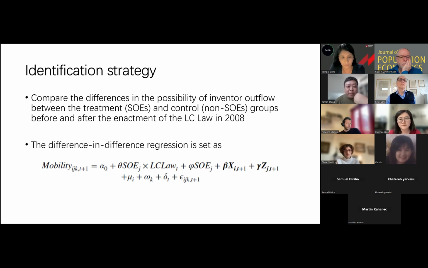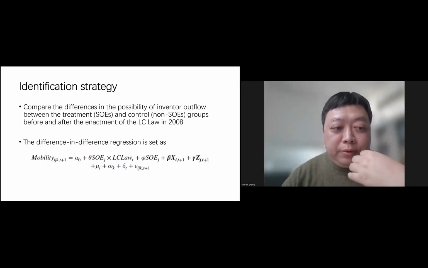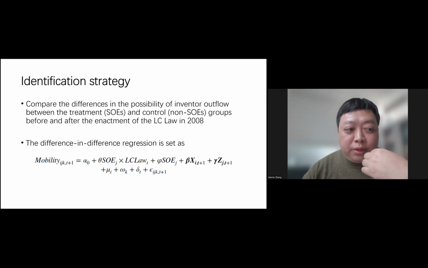Specifically, we set up a DID regression as follows. The dependent variable, mobility, stands for how much inventors move around. The main explanatory variable is the interaction term. We added 6 firm characteristics into the regression, including size, age, return on assets, market-to-book ratio, sales growth, and leverage. We use inventor, industry, and year-specific fixed effects to account for unobservable factors that determine inventor mobility.